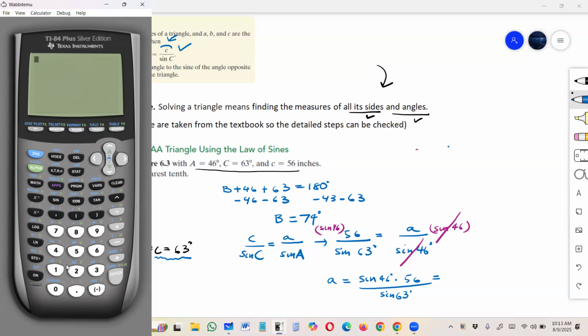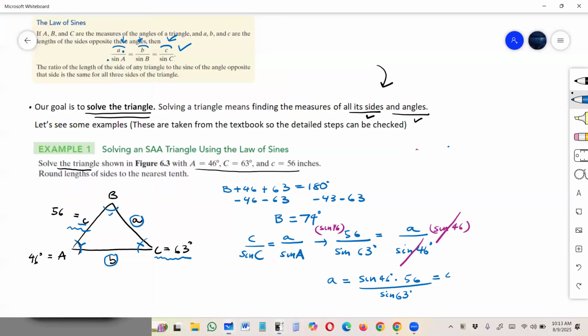All right, so we go again, 56 times sine of 46, divided by sine of 63. On the graphing calculator, this is easier than on a scientific. So I get an answer that is 45.20. Now this is the side, okay?